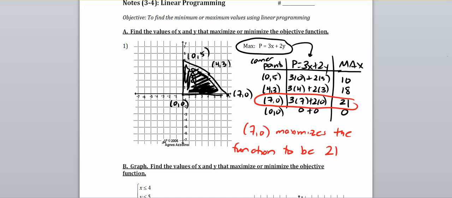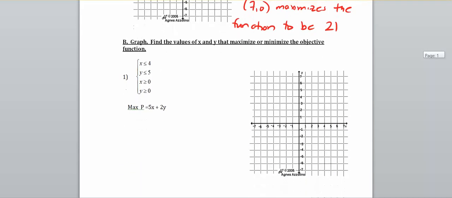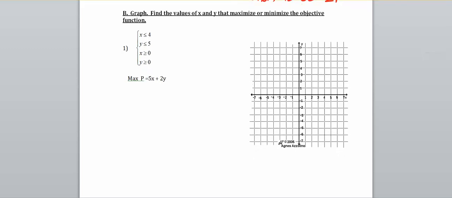Okay? All right, so let's scroll down to part B. Now I have to graph, and then I have to find the x and y values that maximize or minimize the objective function. If you look at the example here, I have 4 different inequalities, and I'm going to have a maximum function. So I'm going to go ahead and graph x is less than or equal to 4. That's going to be a vertical line at x is 4. Sorry, I'll try to make that a little neater.